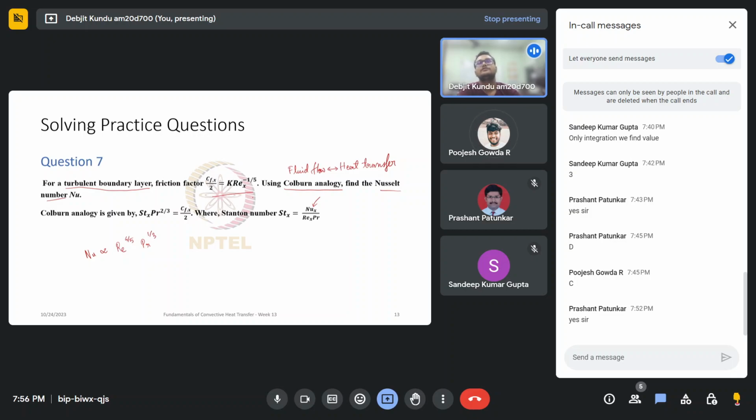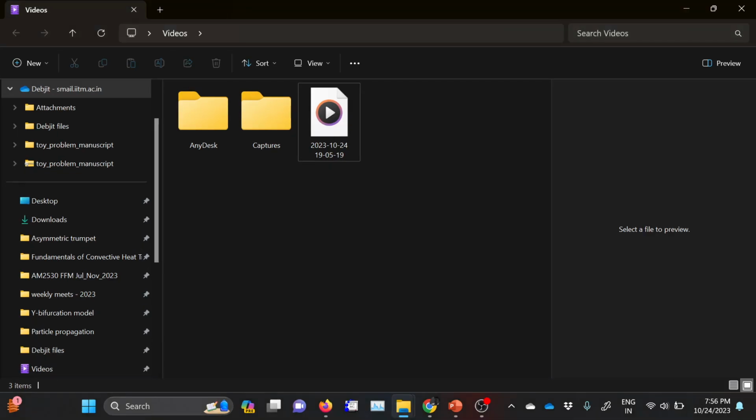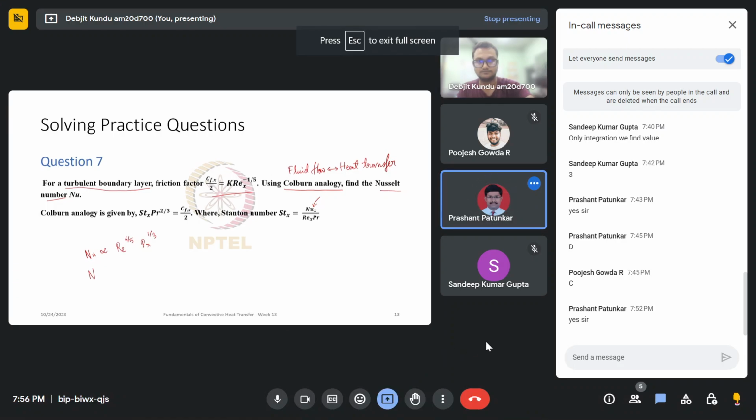Please go ahead. Nu is equal to K Re to the power of 4 by 5 and Pr to the power 1 by 3. Correct, sir. So this is correct, right? You agree with him? Yes, sir, that is the answer. Nusselt number is equal to a constant into Rex raised to 0.5 and Prandtl number raised to 0.33 for the laminar case. So here that is raised to 4 by 5 and raised to 1 by 3. Okay, cool.